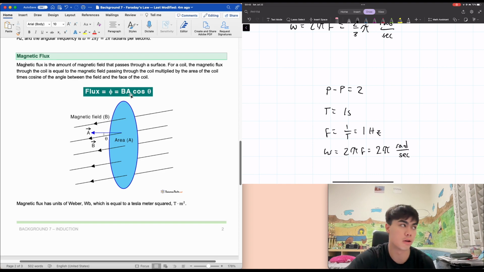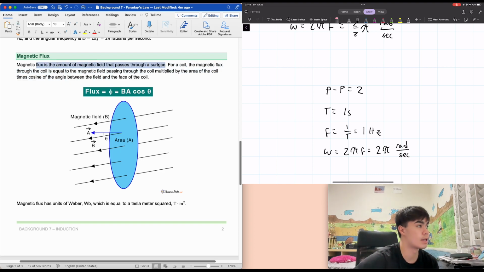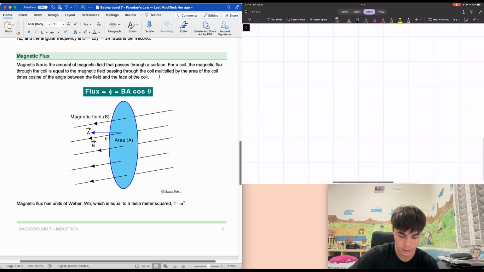Okay, so now we're on magnetic flux. Magnetic flux is the amount of magnetic field that passes through a surface. For a coil, the magnetic flux through the coil is equal to the magnetic field passing through the coil multiplied by the area of the coil times the cosine of the angle between the field and the face of the coil. So that's a lot of words.